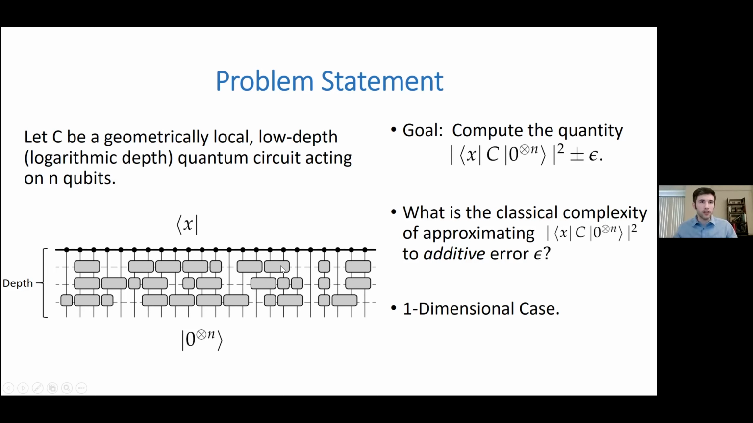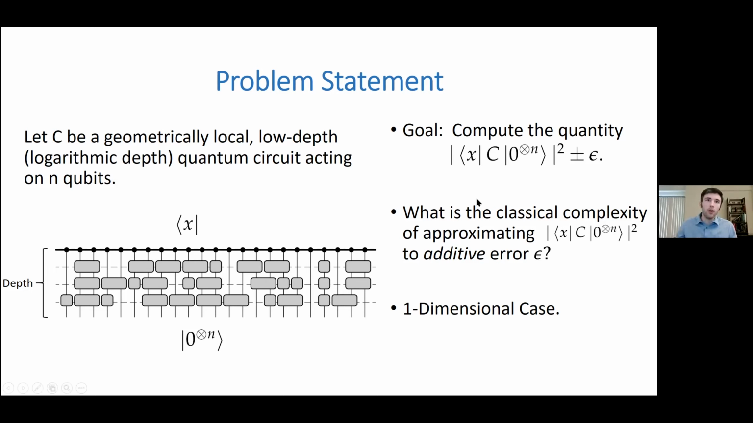So you can get a sense for what geometrically local means. It means the 2-qubit gates. Our circuits are always going to be comprised of 1 and 2 qubit gates. It means that the 2-qubit gates are only applied to nearest neighbor qubits. Okay, in this case on a line, although I'll be showing in the next couple of slides the 2-dimensional case and the 3-dimensional case.